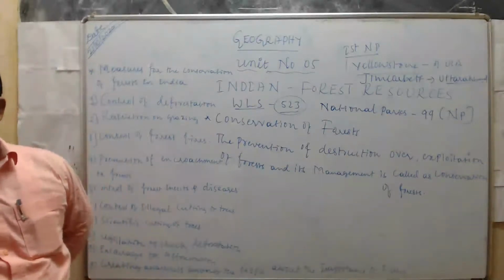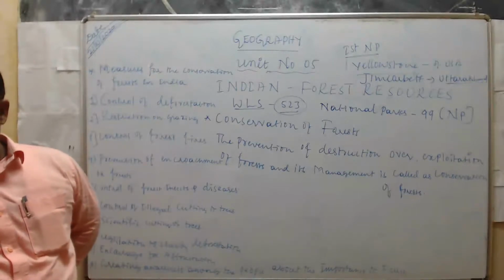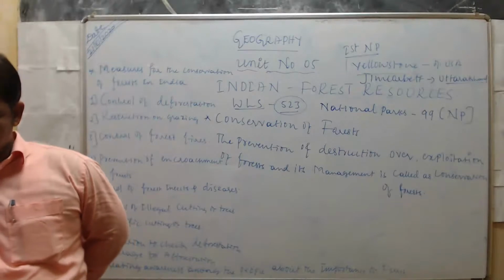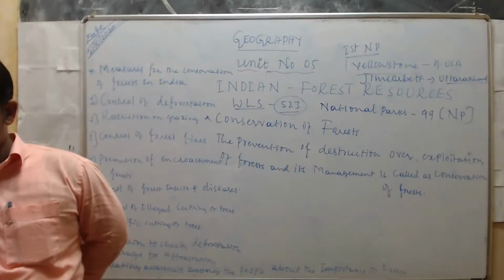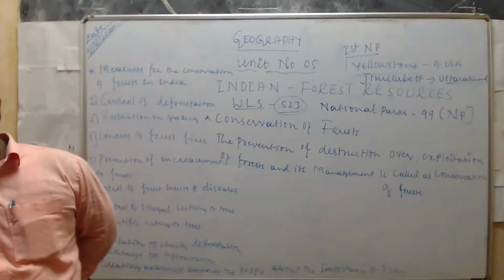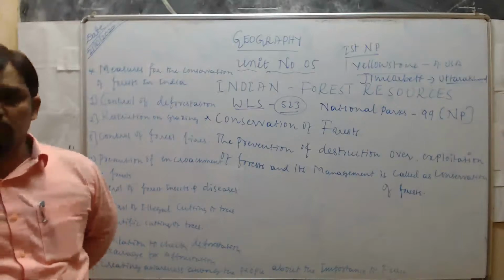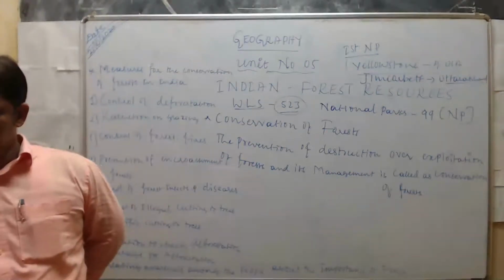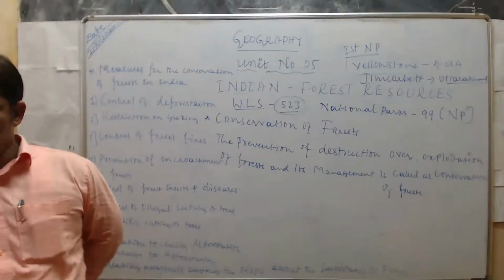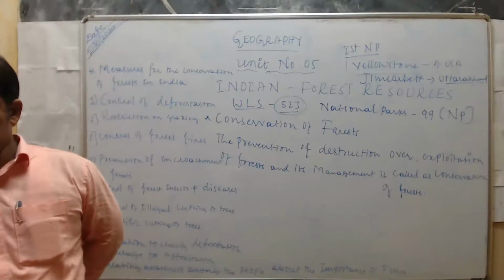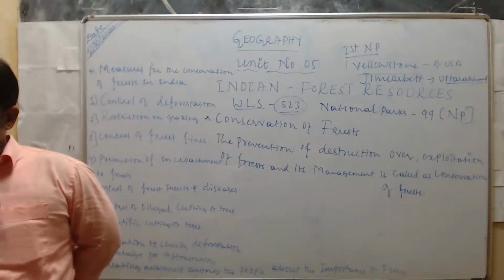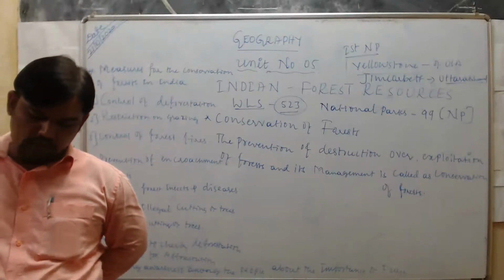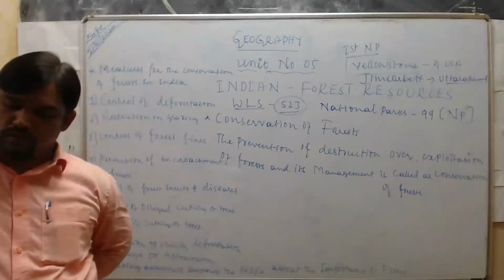Before concluding today's class, I would like to give some important questions relating to this concept. First, what do you mean by conservation of forest? Next, what are the measures for the conservation of forests in India? Next, what do you mean by wildlife sanctuaries, and how many wildlife sanctuaries are there in India? Next, what are national parks and how many national parks are there in India? Give any five examples for wildlife sanctuaries. Give any five national parks of India.